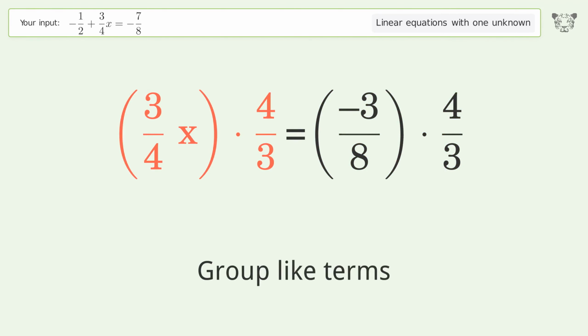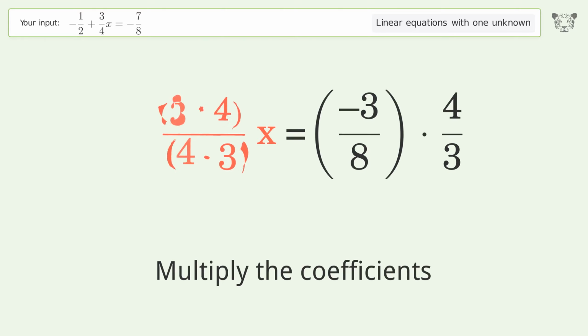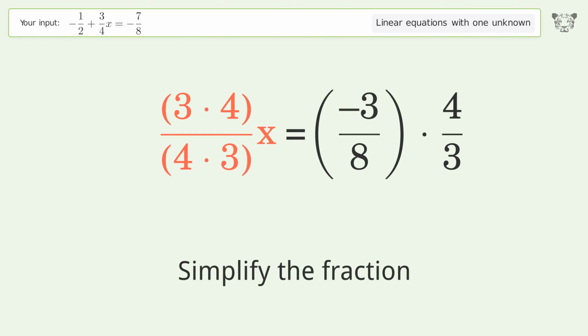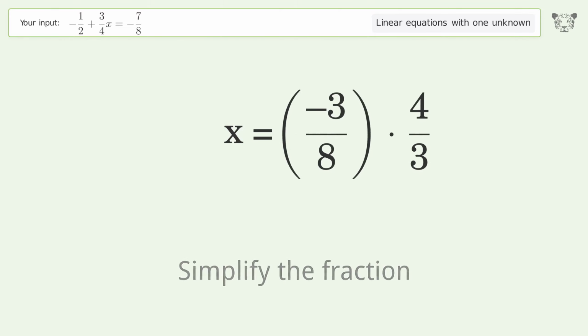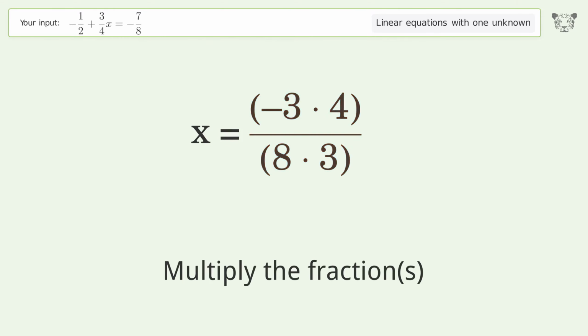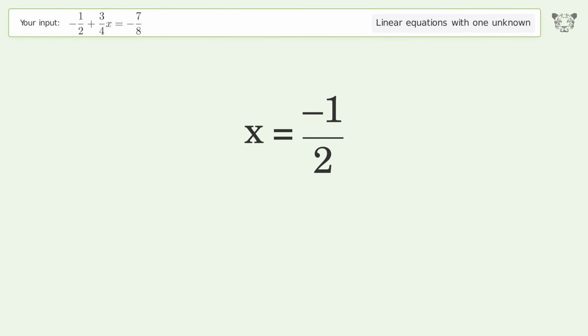Group like terms. Multiply the coefficients. Simplify the fraction. Multiply the fractions. Simplify the arithmetic. And so the final result is x equals -1/2.